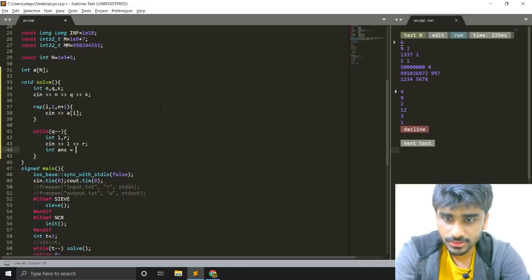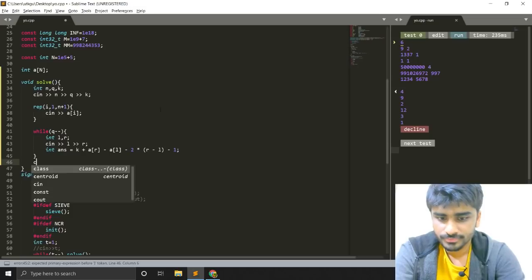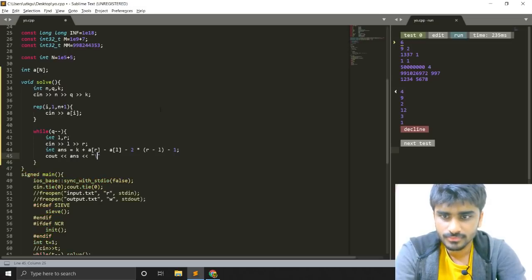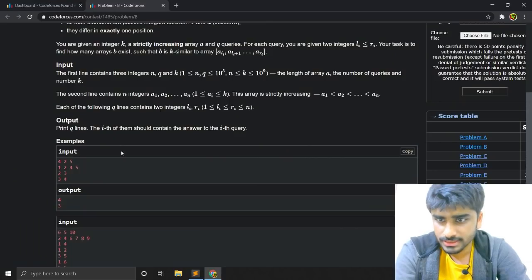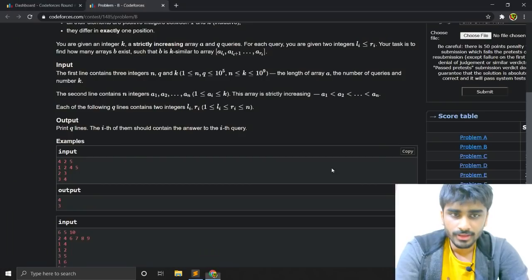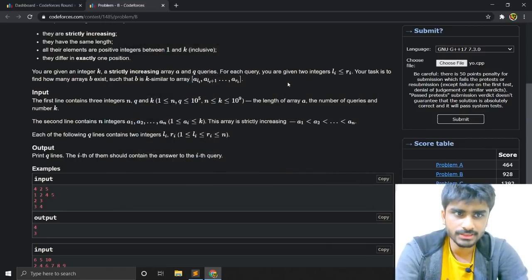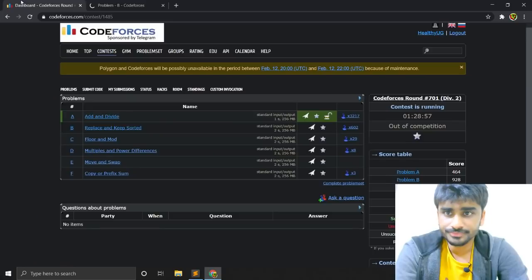So answer is equal to k plus AR minus AL, minus 2 into R minus L minus 1. And then we can just print the answer, I think. We don't have multiple test cases, right? There's only one test case. It should be probably correct. I manually verified it on a lot of test cases.